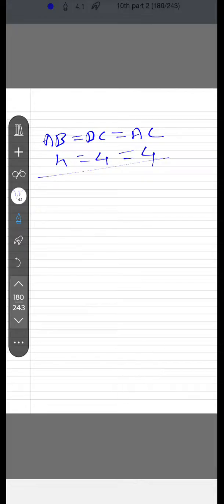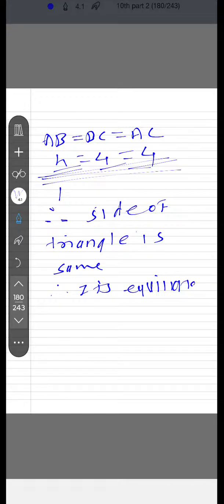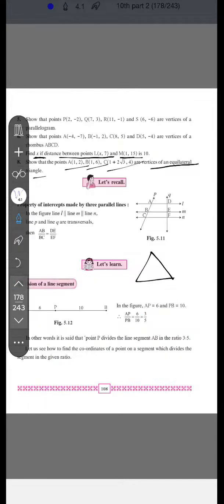They are sides. And what is the definition of an equilateral triangle? It says if all sides of a triangle are equal, it is equilateral, and here you can see. Therefore you have to write: sides of the triangle are the same, therefore it is an equilateral triangle. This is how you have to solve it. Hopefully you have understood what an equilateral triangle is.